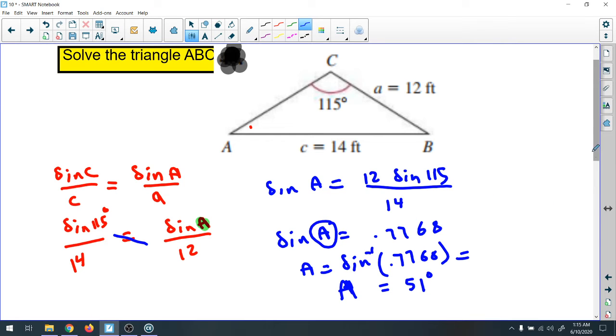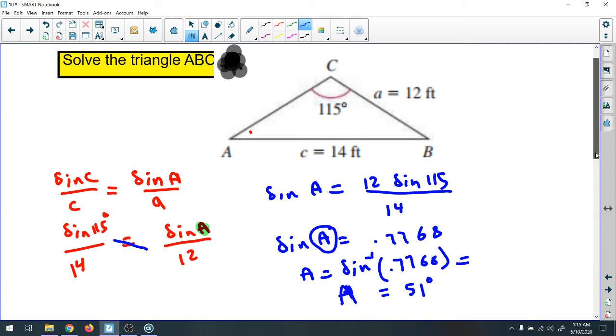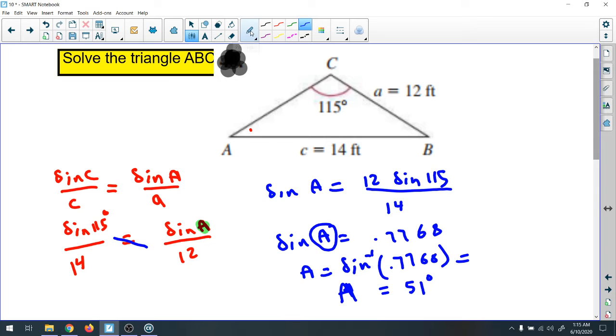And listen, we're not done, because they said solve the triangle. Solve the triangle means find all the missing parts. Let's count what's missing. A was missing, and we already got it. B is missing, we need it. AC is missing, we need it. We can use the same ratio, sine of C over c, to find AC, which is side b. So let's do that here.